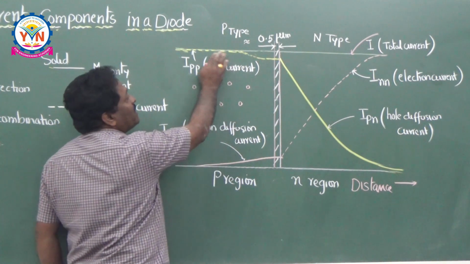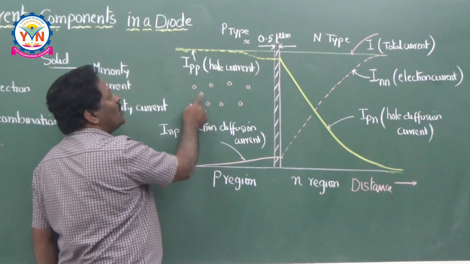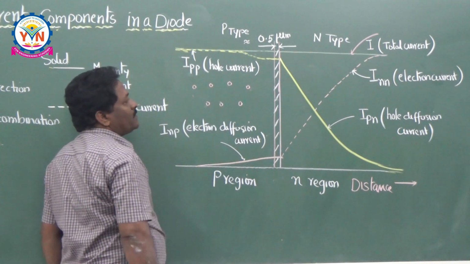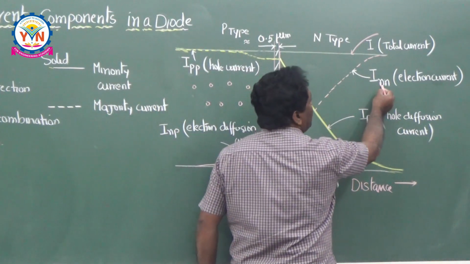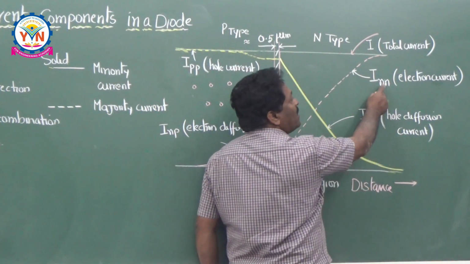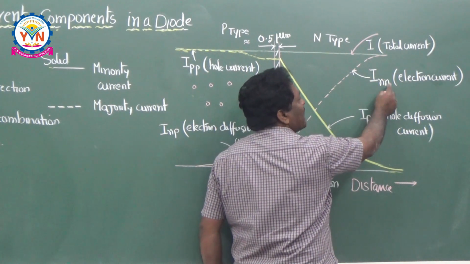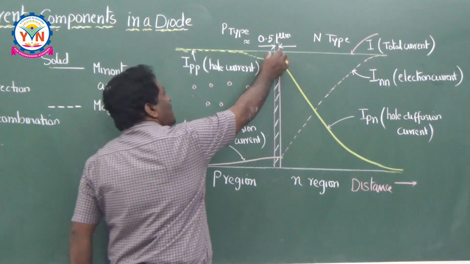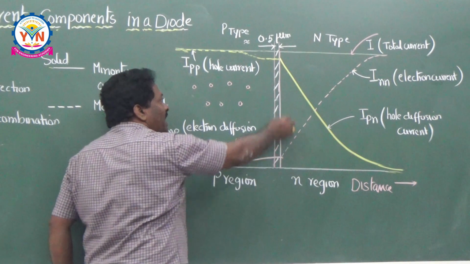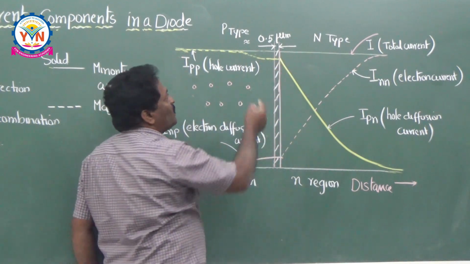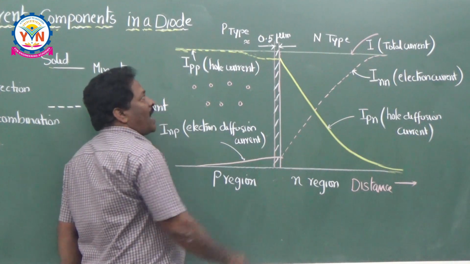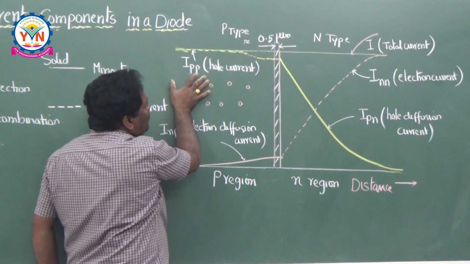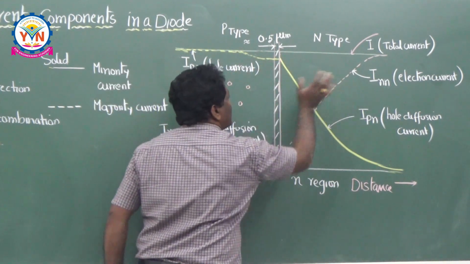So in the P-type, it is a majority current. Majority current is due to holes. So IPP means current due to holes in P-type. Exactly, you can say here INN, electron current in N-type. So the second subscript is telling which type of semiconductor it is. Now coming to this, let us take a depletion region which is very thin and its thickness is only 0.5 micrometers. I am neglecting the recombination at this junction. Now the holes are diffusing from higher concentration to lower concentration.